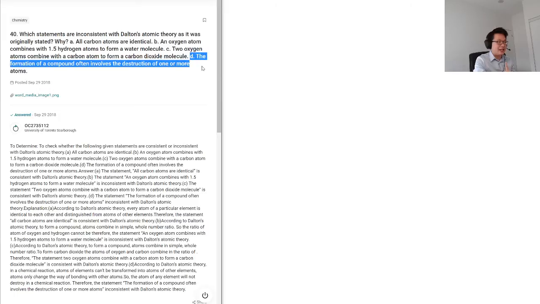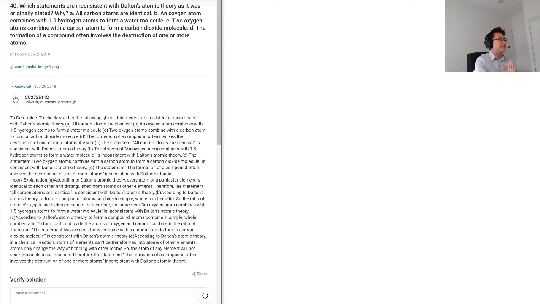And then the last statement is that the formation of a compound always involves destruction of one or more atoms. Again, a compound is a collective of individual building block atoms bound together. So that's why our answers will be B and D.